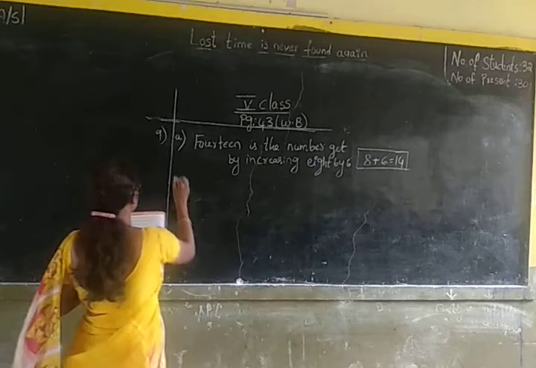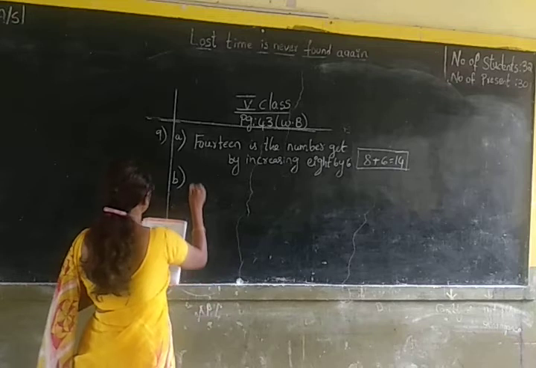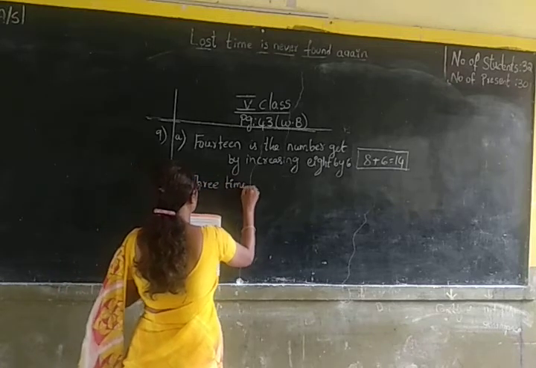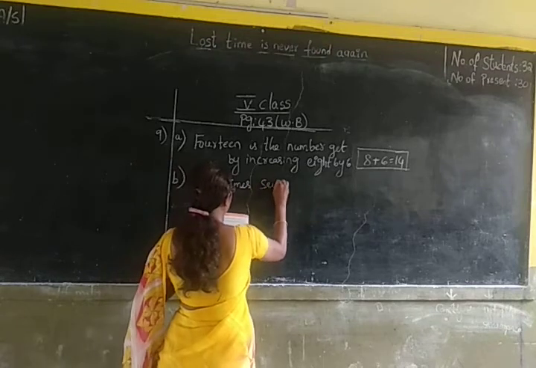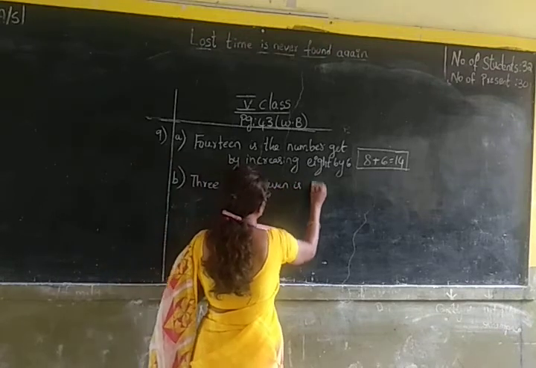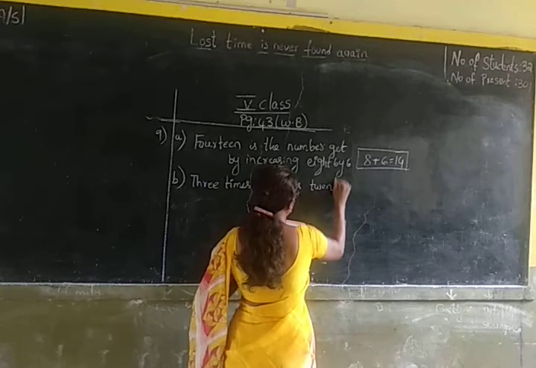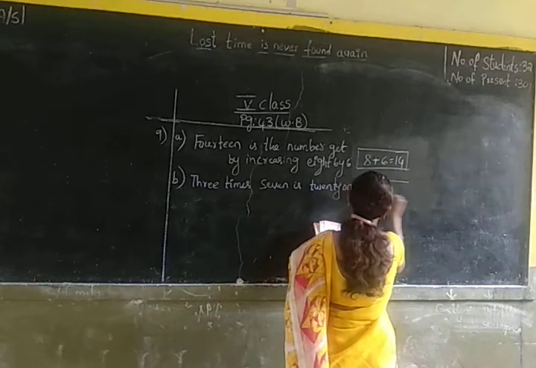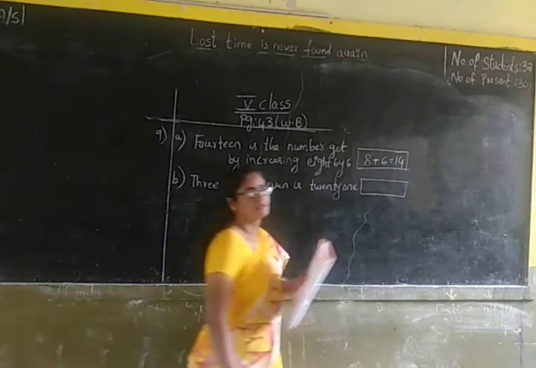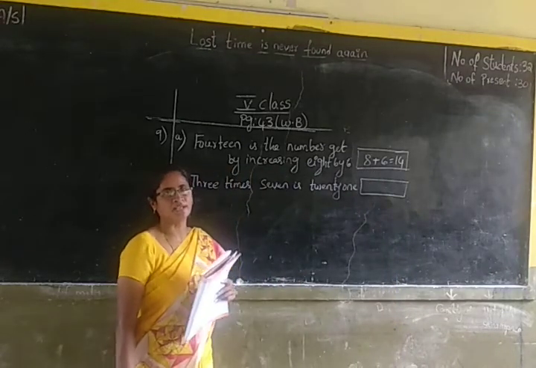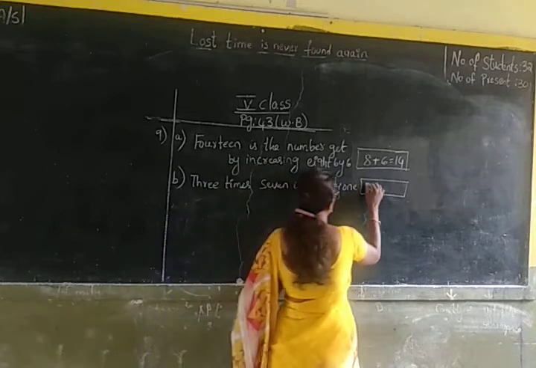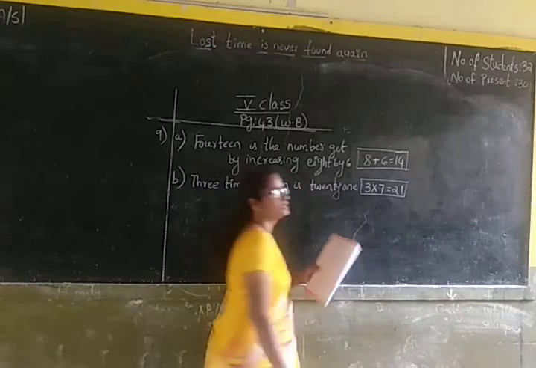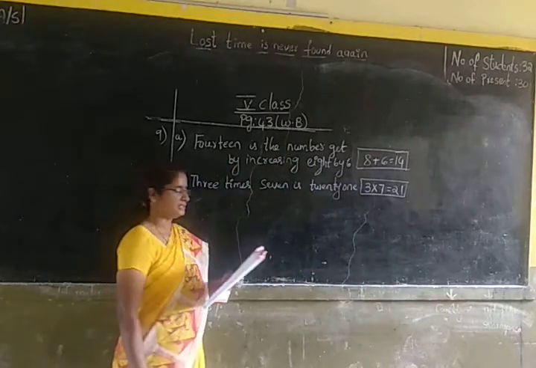Okay children, let us do the B sum. 3 times 7 is 21. Times means you have to do multiplication. So 3 times 7 means 3 into 7 is equal to 21.